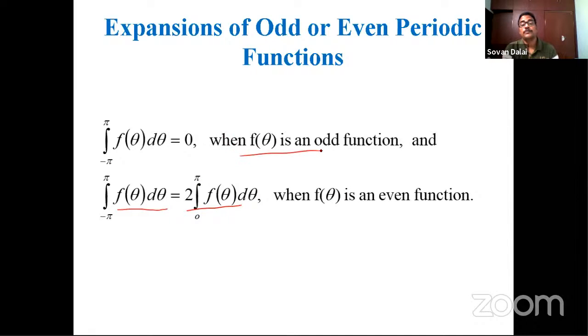If f theta is an odd function, then for the limits minus pi to pi the integration value is equal to 0, because you already know that for an odd function, f of minus theta is equal to minus f theta. But if it is an even function, then f of minus theta is equal to f theta. In that case, the integration from minus pi to pi of this function is no longer 0, but is double of the integral from 0 to pi of f theta d theta.